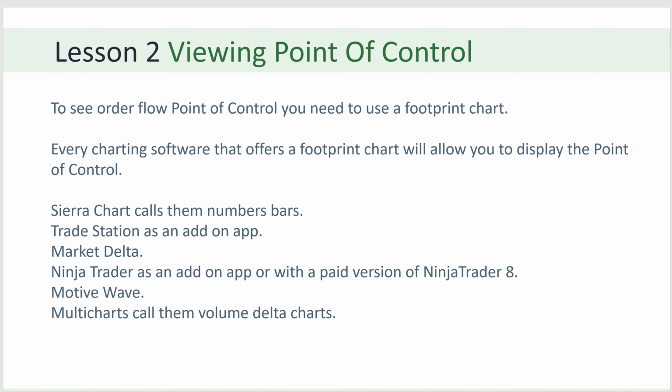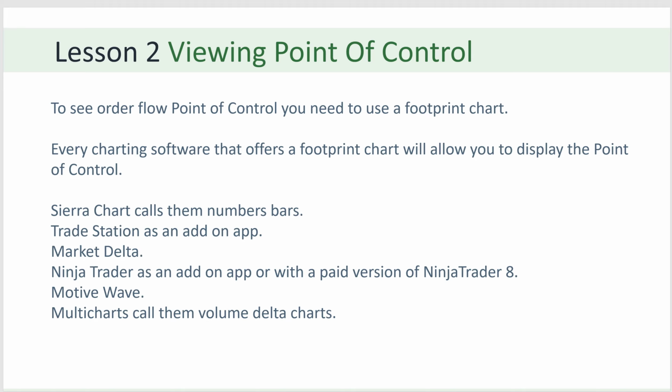TradeStation, you get it as an add-on app. I've seen it. I don't use TradeStation anymore. I had TradeStation back in the 1990s, but it is available as an add-on app. Obviously, there's Market Delta, which most people are familiar with if you're familiar with order flow. NinjaTrader, you get it as an add-on. You can even get a basic one for free, I think, from futures.io, or you get a paid version of NinjaTrader 8, which is like $1,000, and they've got what they call the Order Flow Plus tools on there.